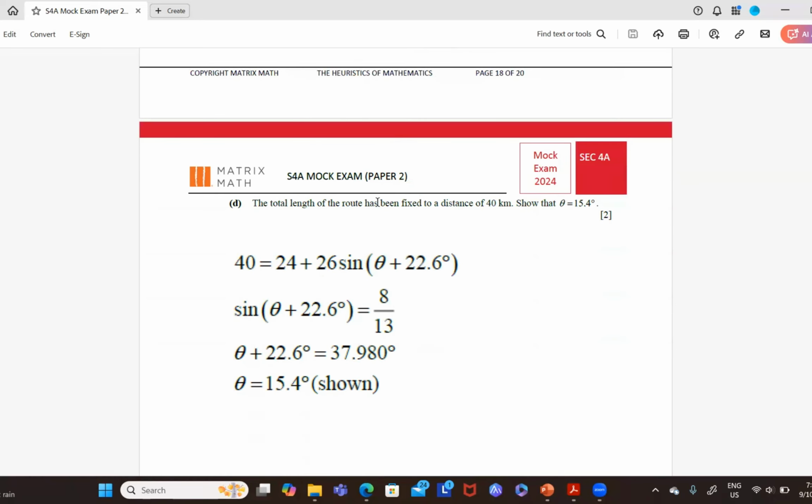Okay. The total length of the route has been fixed to a distance of 40 km. Show that theta equals 15.4. So just use the equation and equate it to 40. So from here, bring it down. Sine of the angle is 8 over 13. So it means sine inverse 8 over 13 will give you 37.98. Subtract 22.6, you'll get theta equals 15.4. Okay. All right, so that's all for the exam.